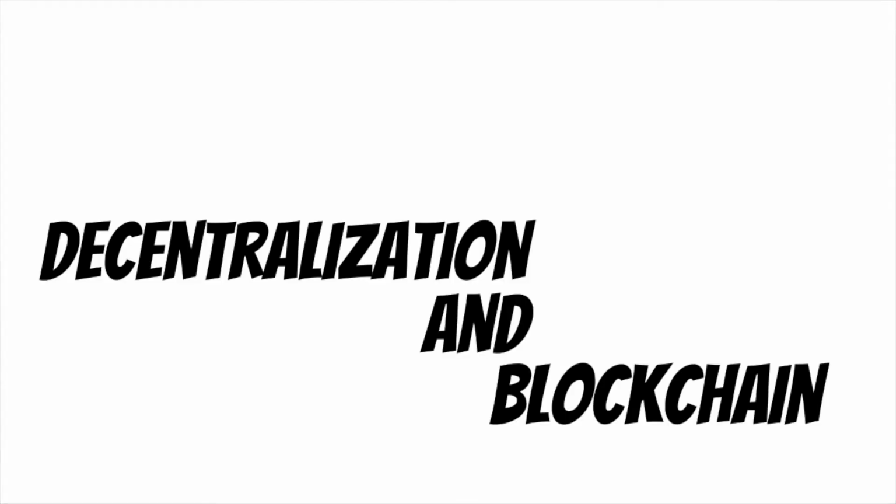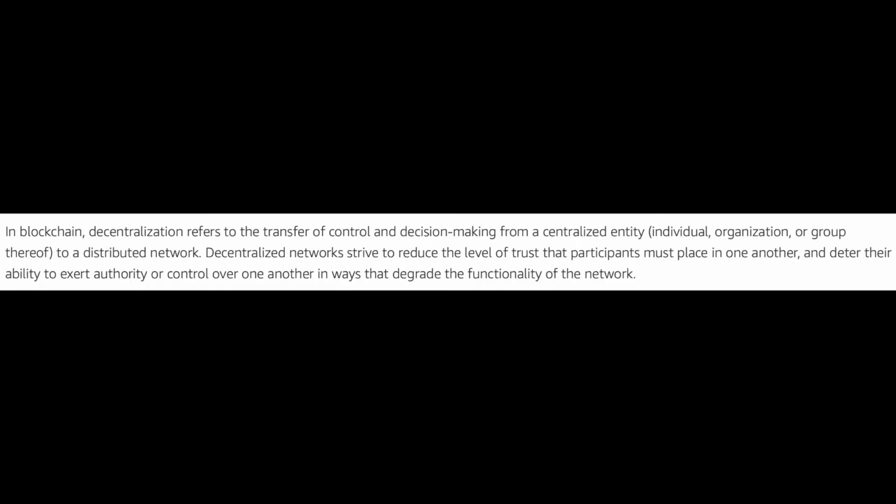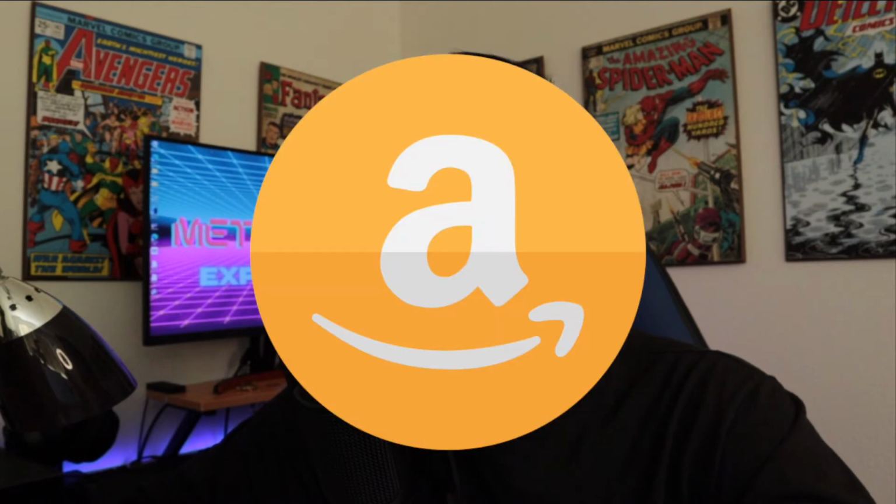If you're into cryptocurrency, you have probably heard these two terms many times: decentralization and blockchains. Those two words we're going to define today because you can't understand what Web 3.0 is without those two definitions. So, what exactly is decentralization? Decentralization is the transfer of control and decision making from a centralized entity, individual, organization, or group thereof to a distributed network. So basically, they're taking away the power that the big companies have right now, Google, Amazon, Facebook, and transferring it back to the people.